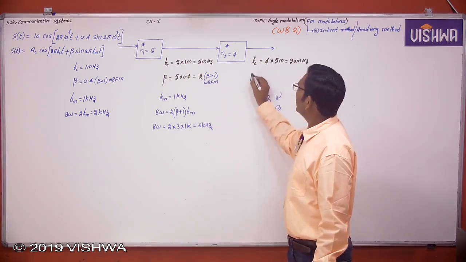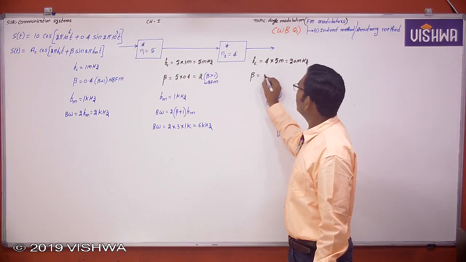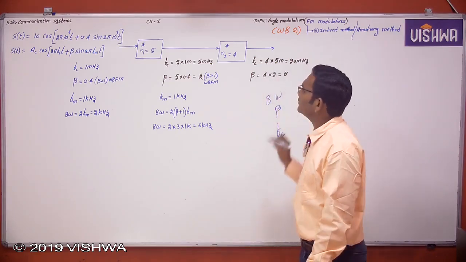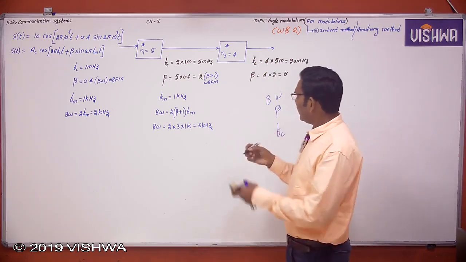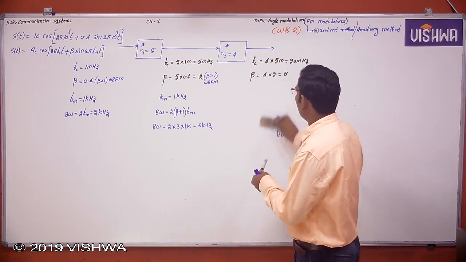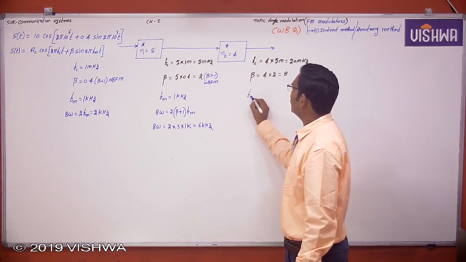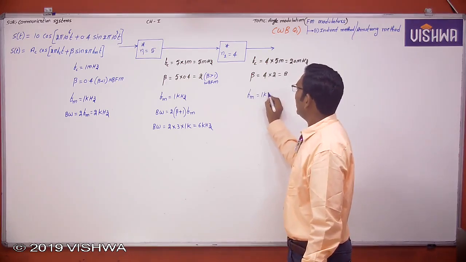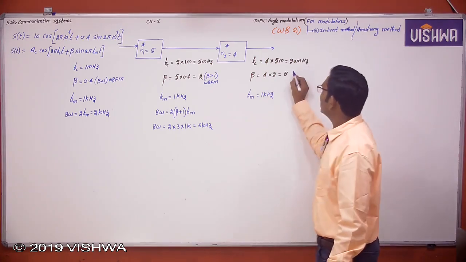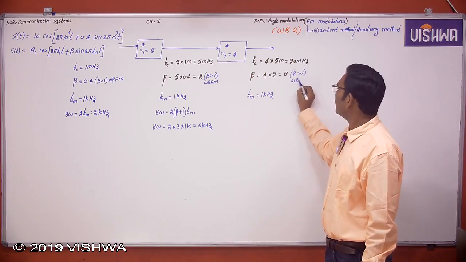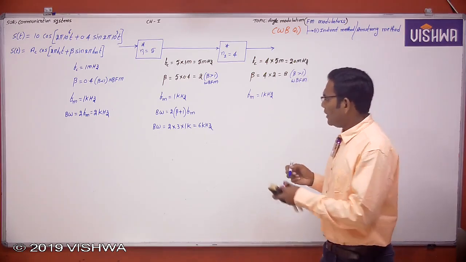And the modulation index beta is equal to 4 into 2, which is equal to 8. The frequency of the message signal is not affected; it is 1 kilohertz as it is. But now beta is greater than 1, which is wideband FM. And what about the bandwidth?